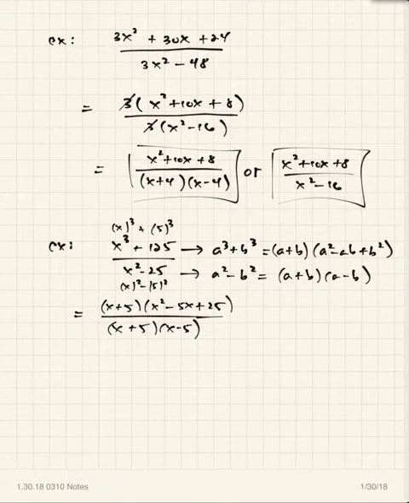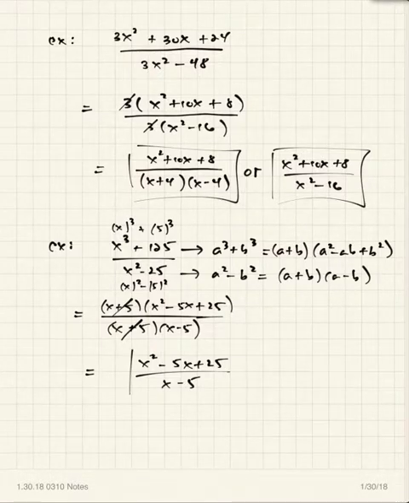Right. And so you've got those factored, and now the question is, do you have a common factor? And you do. The x plus 5's divide out. And then you're left with x squared minus 5x plus 25 over x minus 5. The x squared minus 5x plus 25 is not factorable, and so this would be my simplified fraction. There's not any dividing out I can do in a problem like that.